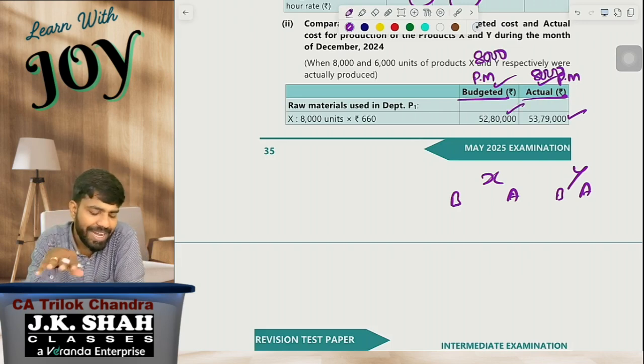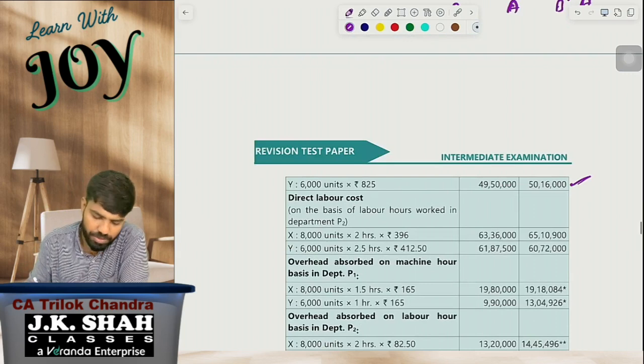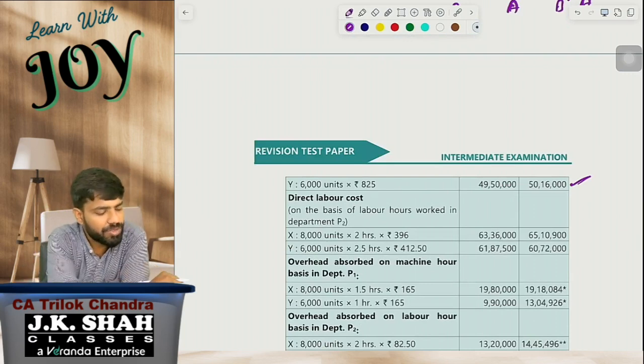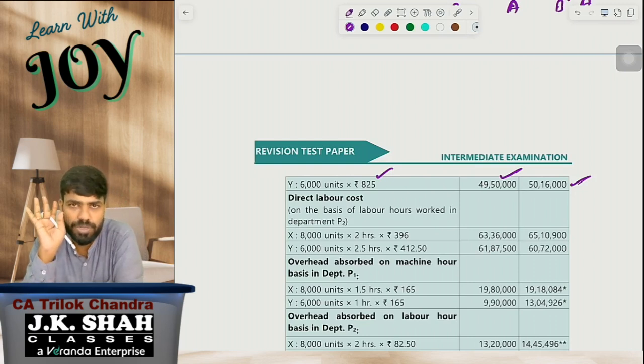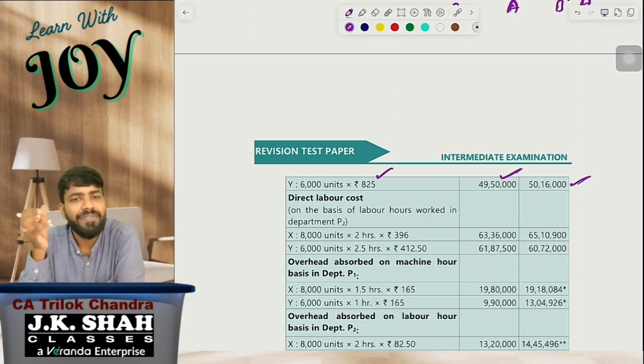Next, Y: 8,000 into 825. Sorry, for Y how many units are they planning to produce? 6,000, I'm sorry, 6,000. So 6,000 into 825, that is 49 lakh 50,000. This is the budget.